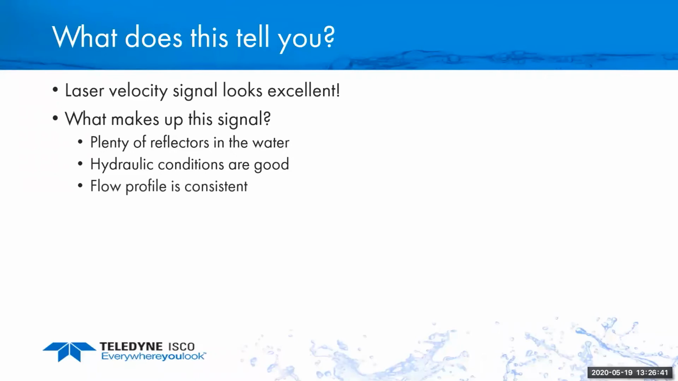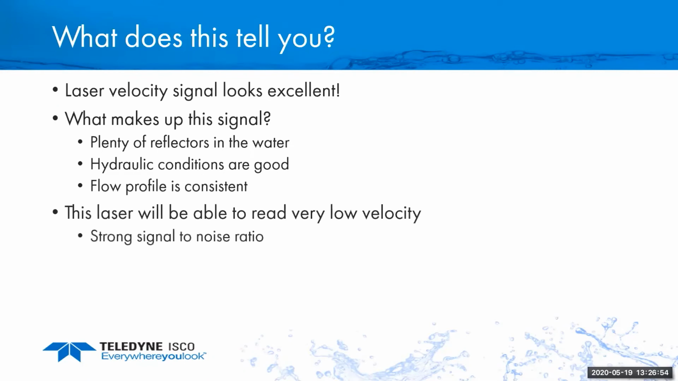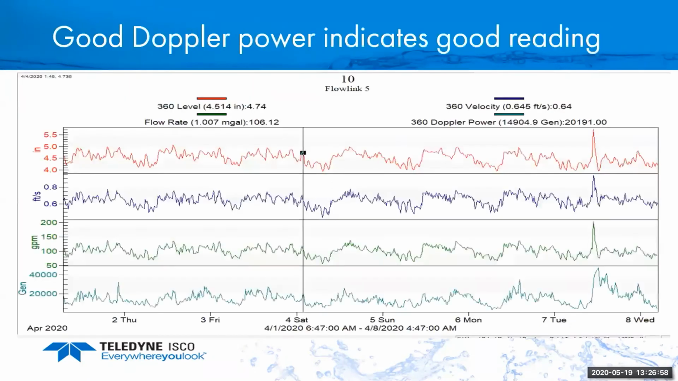Also, again, going along that line, velocity flow profile is very consistent. So a lot of information you can gain from one snapshot of that. The laser can read extremely low velocity, and that's because that signal to noise ratio is so much more so good, I guess. Here is an example of a graph from a site.